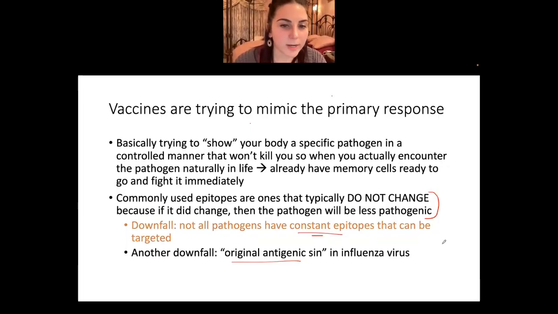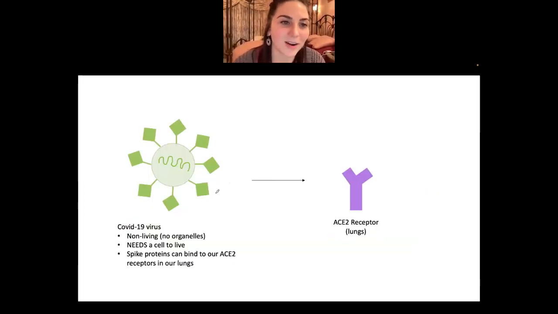So we're going to talk about this first. This is what I was mentioning. This is COVID, right? It's a virus. It's non-living. It has no organelles, but it has these spike proteins on its surface. And the receptor that it uses to bind in our body is the ACE2 receptor, which is in the lungs. So here's COVID, here's ACE2 in the lungs.